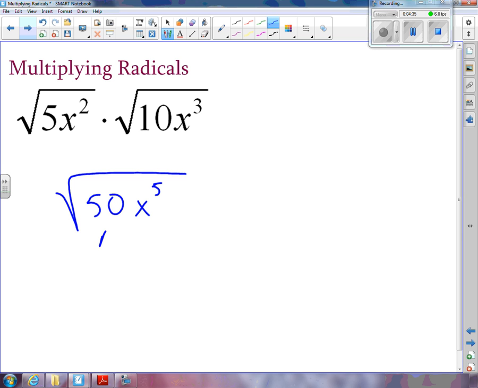Now, I can split this up into 25 and 2, and I can break this up into x to the 4th and x. I can take out this 25 and this x to the 4th because they are perfect squares. And I get 5x squared times the square root of 2x.